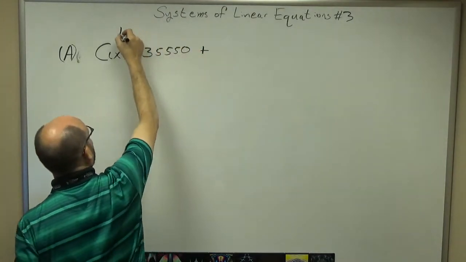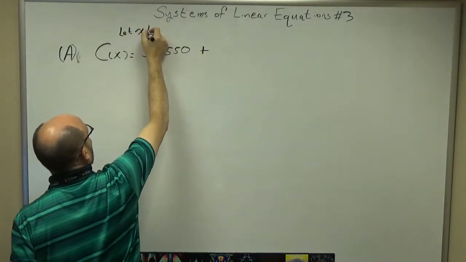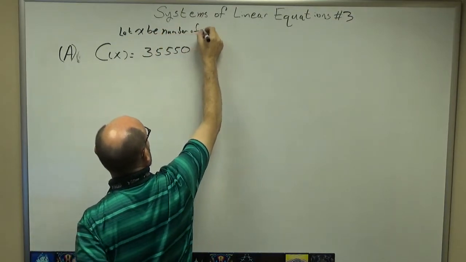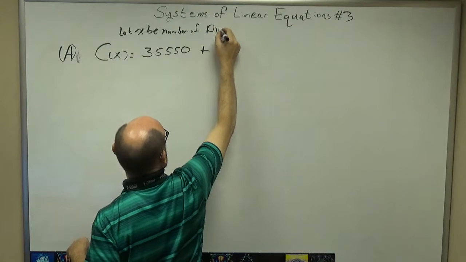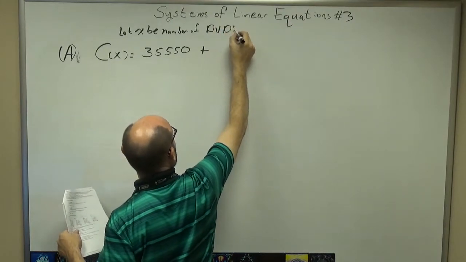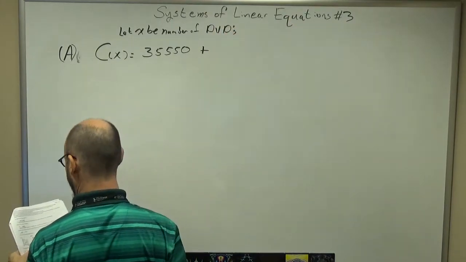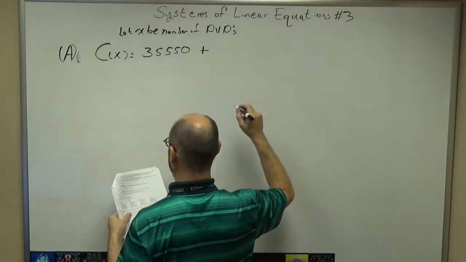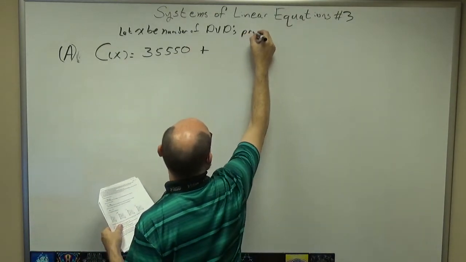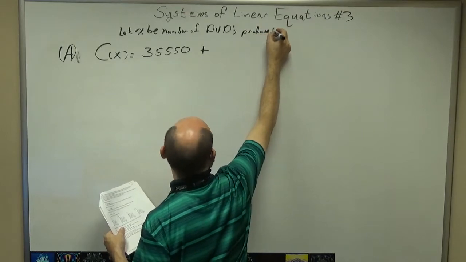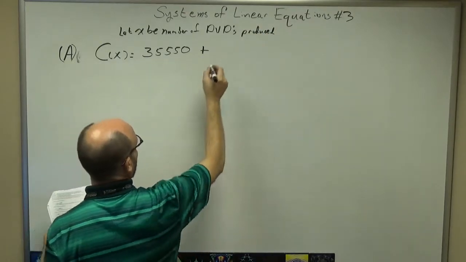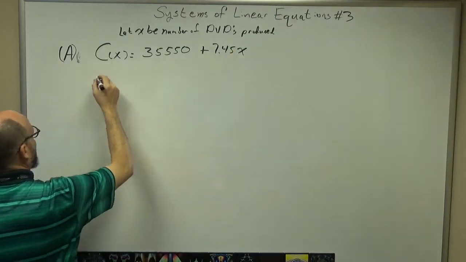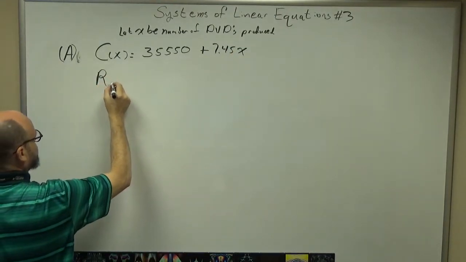So we're letting x be the number of DVDs sold, or made, actually produced, that we want to sell anyway. So we have 7.45x. There's our cost equation, and then they want the revenue equation.